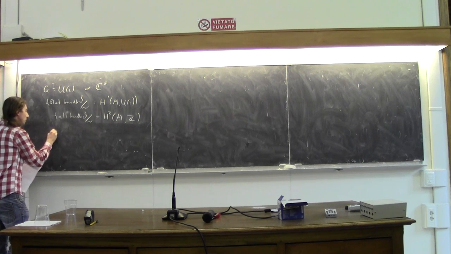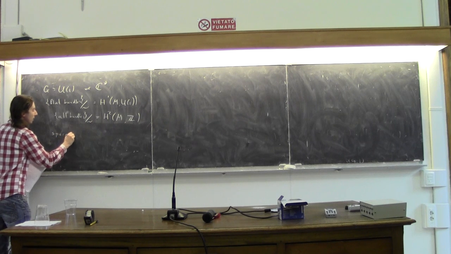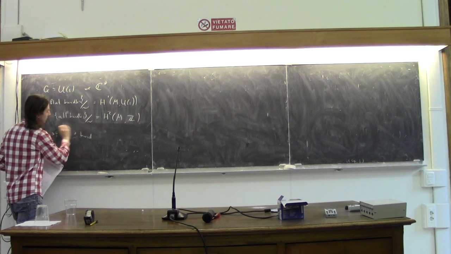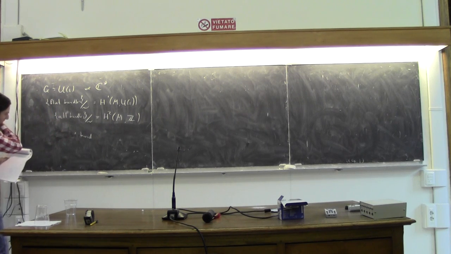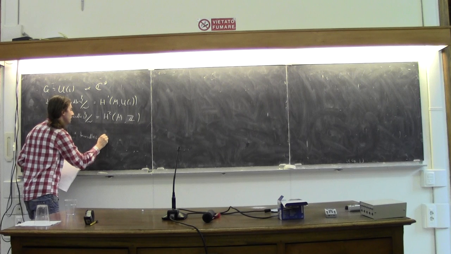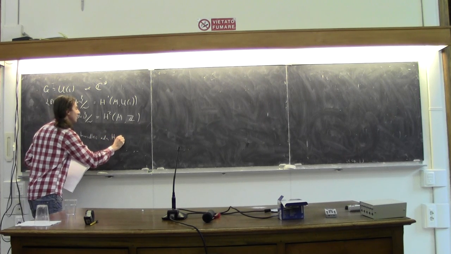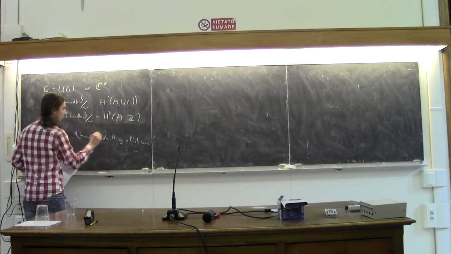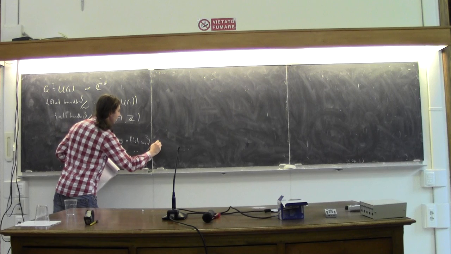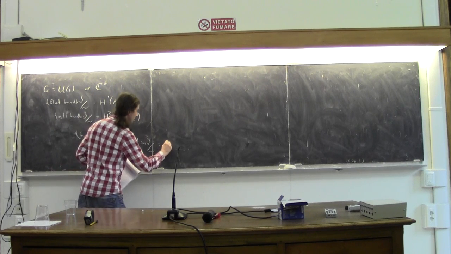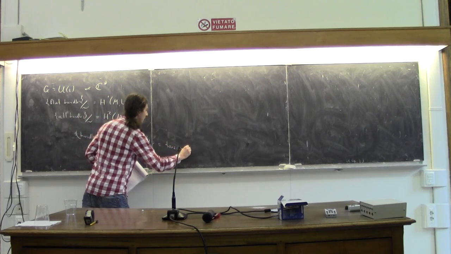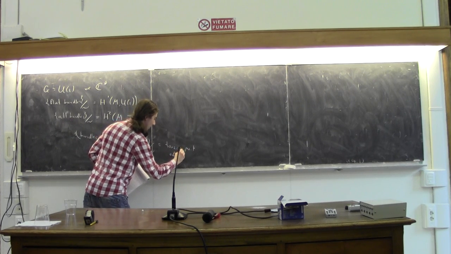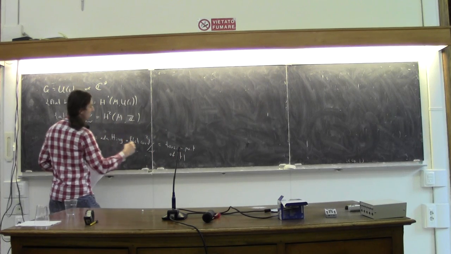So I want to claim the following: that the space of bundles admitting a flat connection, modulo isomorphism, is the torsion part of this cohomology.